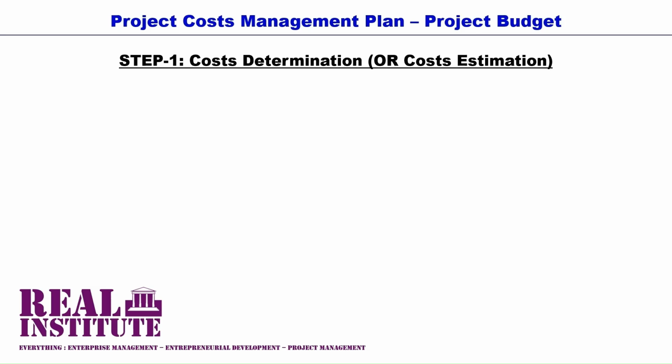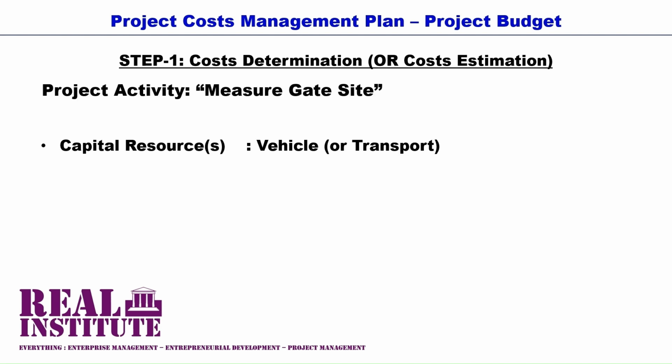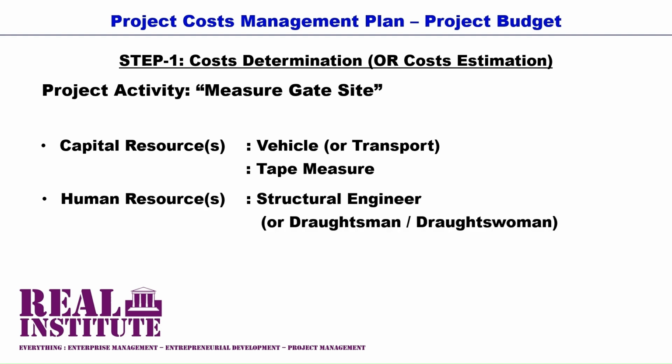For example, for the project activity measure gate site, the required resources are transport to the customer site or gate site, the tape measure to be used in measuring the opening where the gate is to be installed, and the structural engineer who will be taking the measurements and later who will be drawing the sketches for the gate. As you can tell, there are no material resources or consumable resources for this activity. Then the project manager, after determining the required resources for this activity, will determine or estimate the cost for each of these resources.